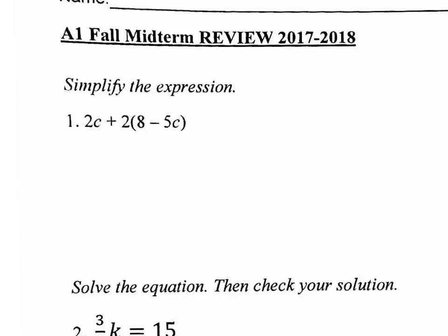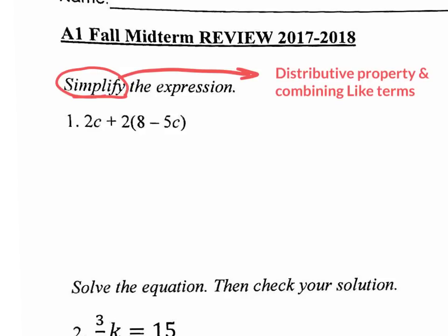So number 1, it says simplify. It's not even an equation. There is no equal sign. So what does simplify mean? It means distributive property and combining like terms. So is there any distributive property? Yes, there is. There's a plus 2 out here. So what I would do is I would circle the plus 2 and distribute.